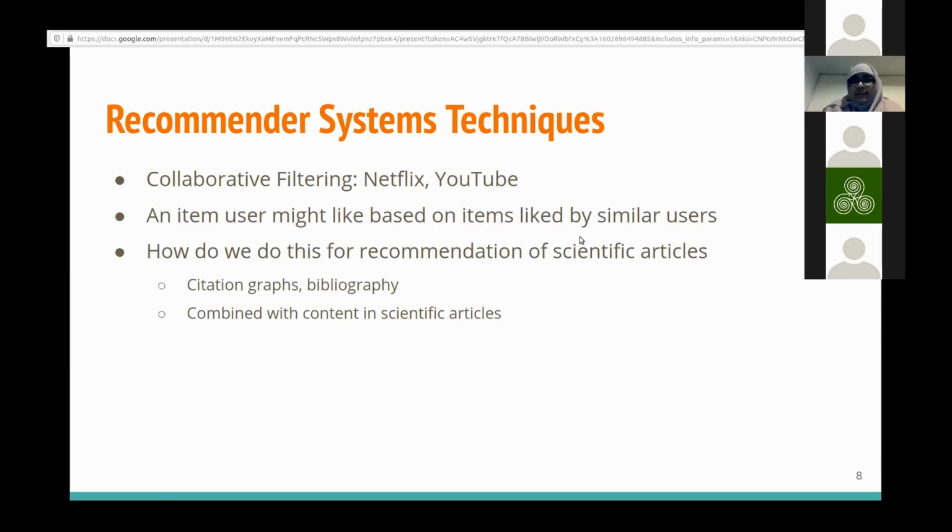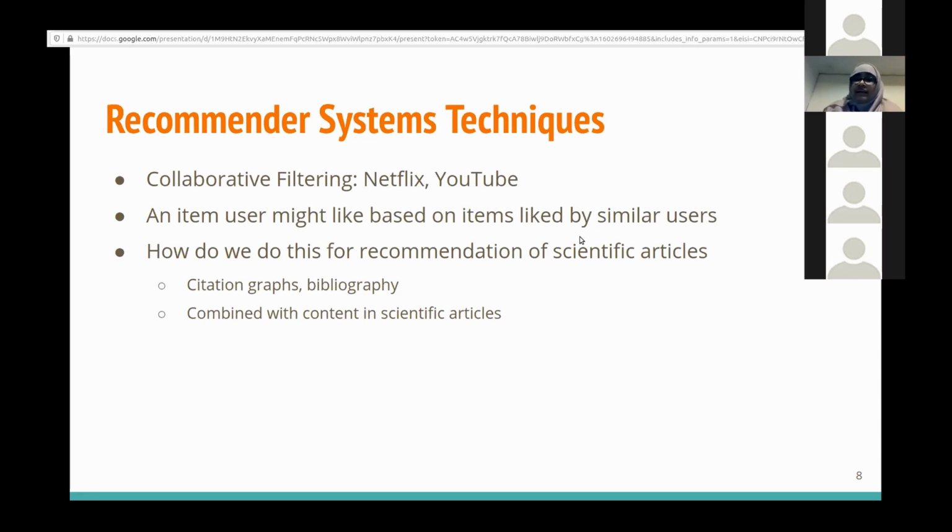I'll talk about some techniques in recommender systems. The most famous one, mostly in use by Netflix, YouTube, the popular recommender systems, is collaborative filtering. As the name suggests, you are using the filtering by your collaborations to filter out what you want to see. For example, if somebody who likes the movies that I like, action movies, also likes thriller movies or suspense movies, then most likely if I watched an action movie, I'll be recommended a suspense movie as well.